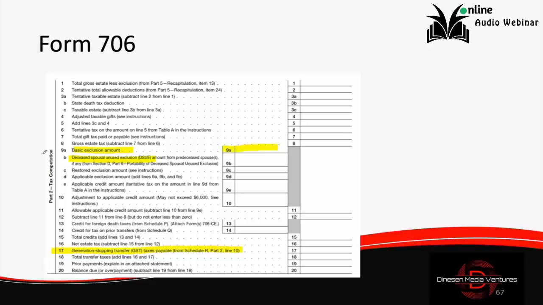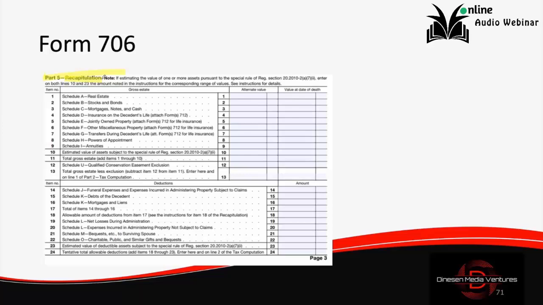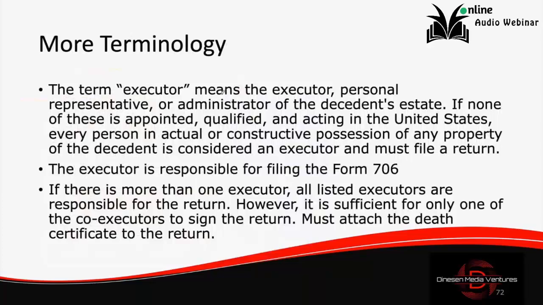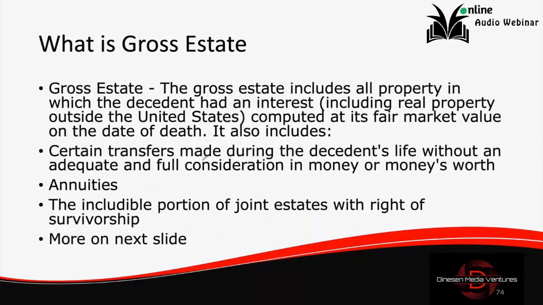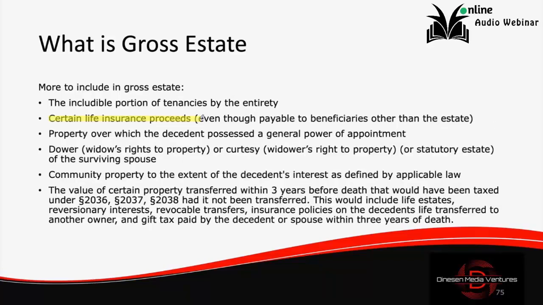Recapitulation is what the Form 706 calls it. Executor. So executor means the personal representative or administrator of the estate. They are the ones who will file the Form 706 and sign it. So gross estate includes all property in which the deceased person had an interest, including things owned outside the United States if they have a house in another country. Life insurance in the deceased person's name. This is another thing that gets tricky to wrap your mind around.